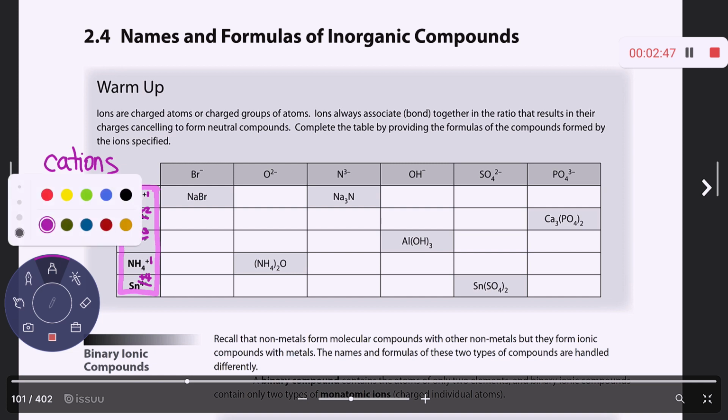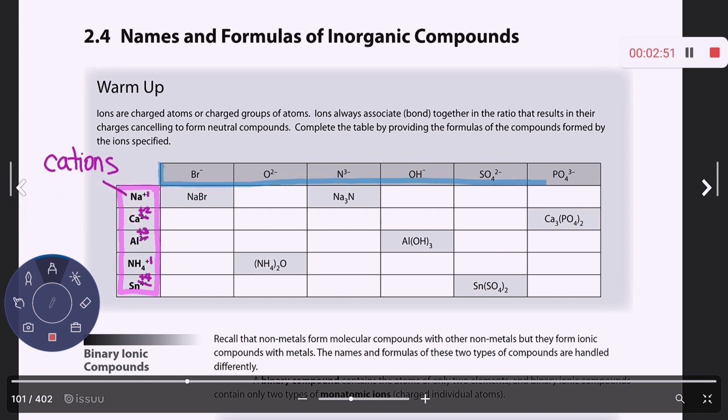Now, along the top, you'll notice that we've got some anions. Anions are charged particles with negative charges on them. Some of them are monoatomic ions, like this bromide, oxide, nitride. The last 3 are polyatomic: hydroxide, sulfate, and phosphate. I'll teach you how to name them and write their formulas in a little bit.